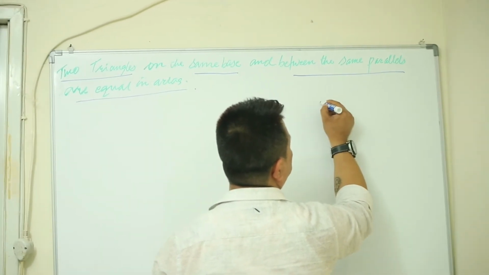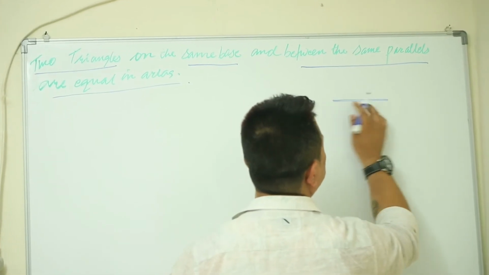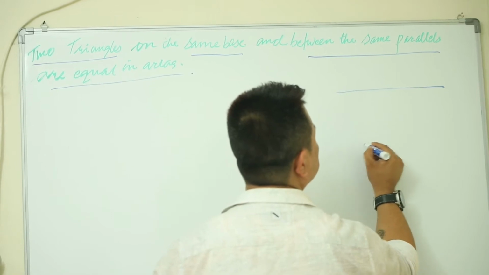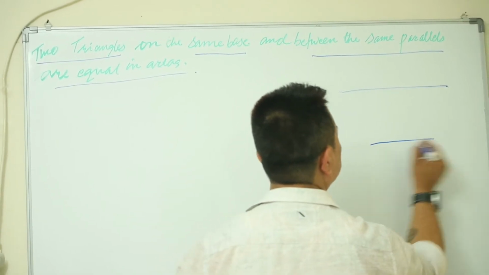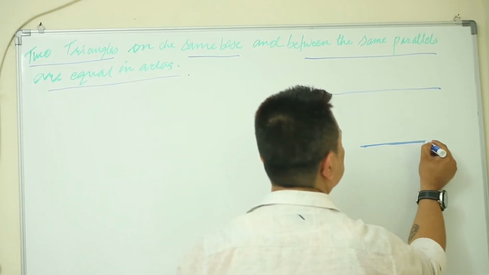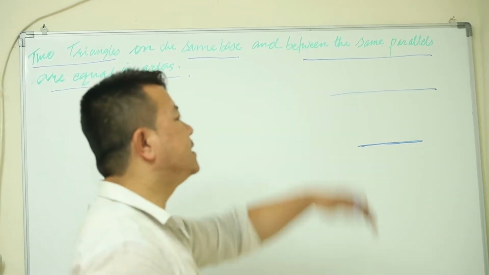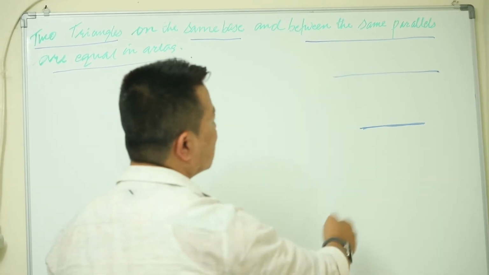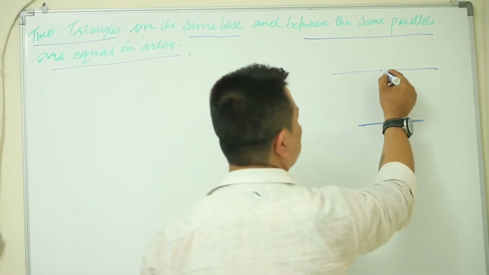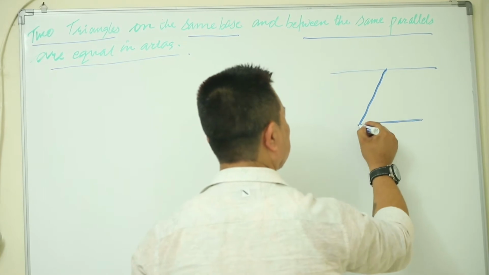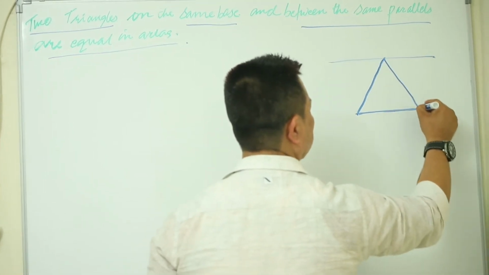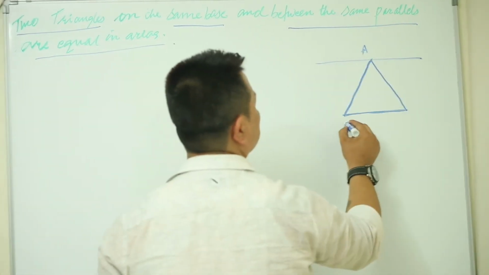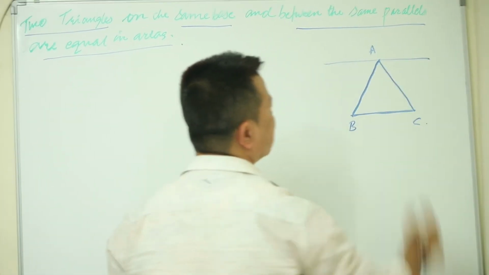Suppose this is a line and this line is parallel. These two lines are parallel, and we need to make two triangles stand on the same base. Suppose this is one triangle. This is one triangle, you can name it A, B, C.